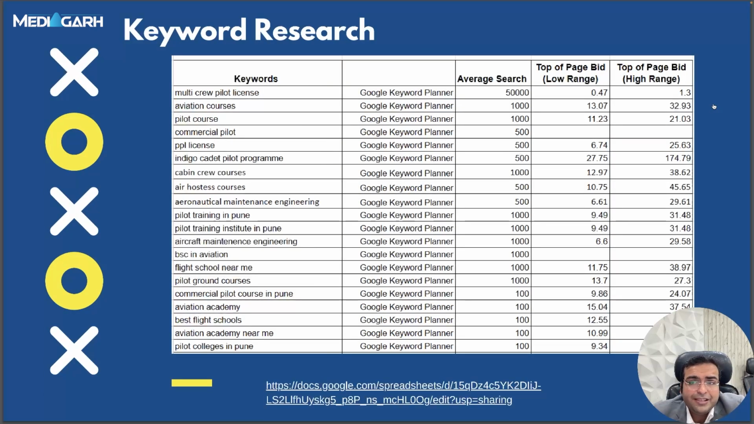Now, the keyword research part, we should target those keywords which are mainly the transactional keywords. Let's say if we are targeting those freebie keywords, we will get a lot of traffic, but we will end up spending more and getting no results. So our focus should be the most important transactional keywords in your location. Let's say pilot ground courses, pilot training institute in Pune, pilot training in Pune, and PPL license. These are the direct transactional keywords which can give good results. So our focus should be that.